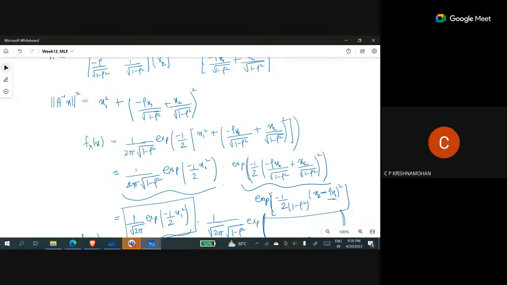Can you give a mail ID? Sorry? Mail ID? Yes, ma'am. You can write it to the common email ID, this CS2004.